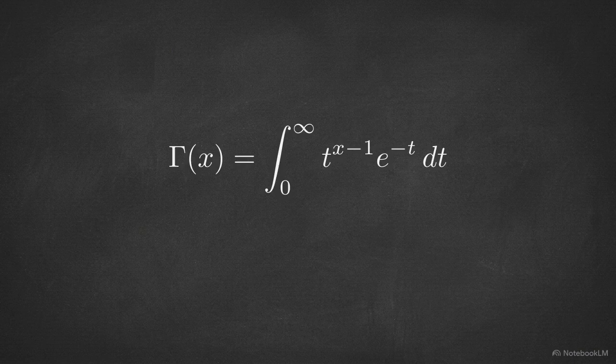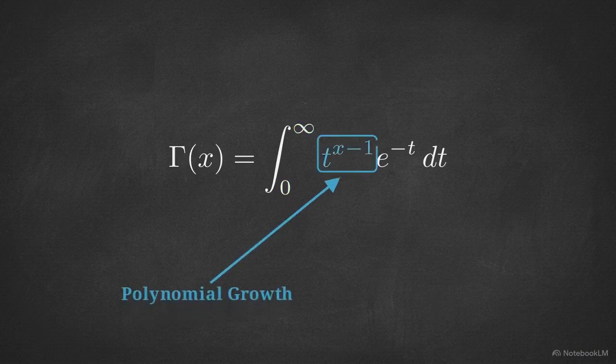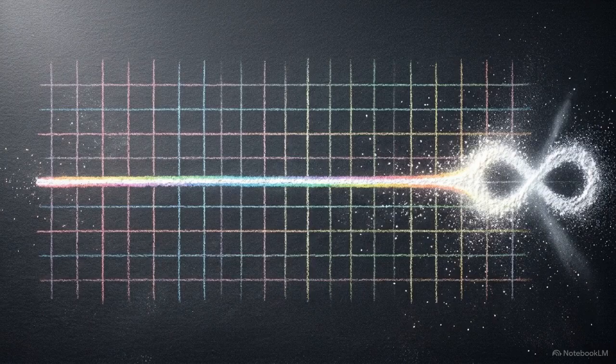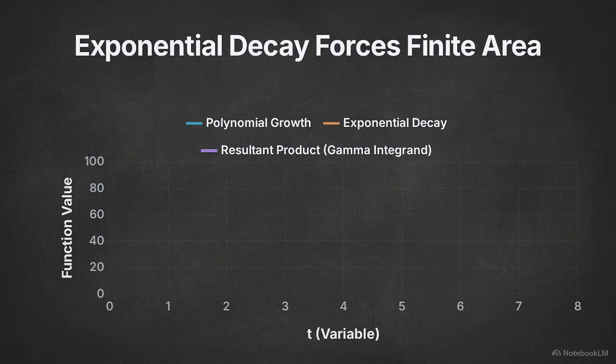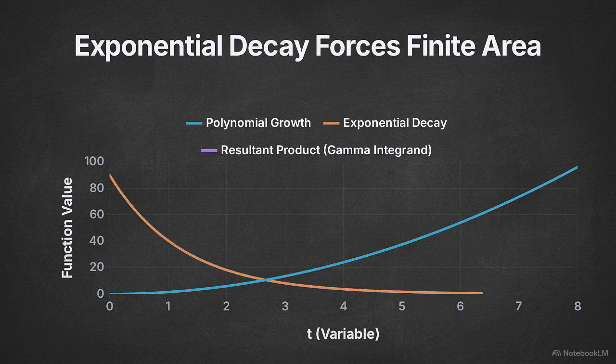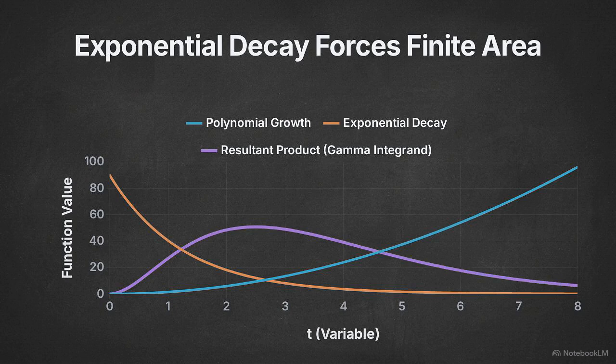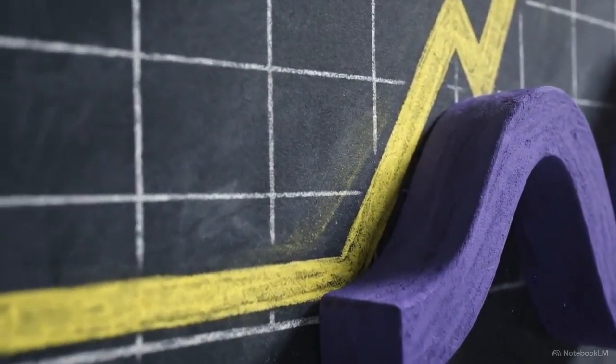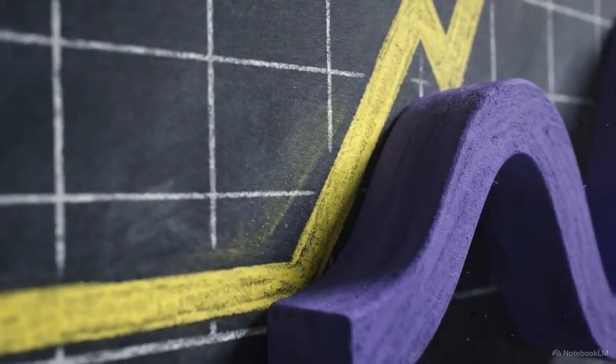The gamma function is formally defined by this integral, which operates over a domain from 0 to infinity. The function relies on two competing forces inside the integral, a polynomial growth term and an exponential decay term. Because this is an improper integral extending to infinity, we must prove that the area under the curve is finite and doesn't simply diverge. As the variable t approaches infinity, we can graph the two components. Notice how the exponential decay curve forces the rising polynomial curve back down toward the x-axis.